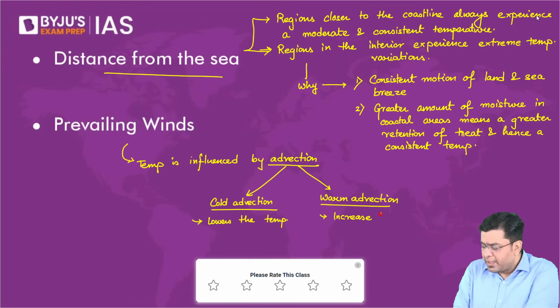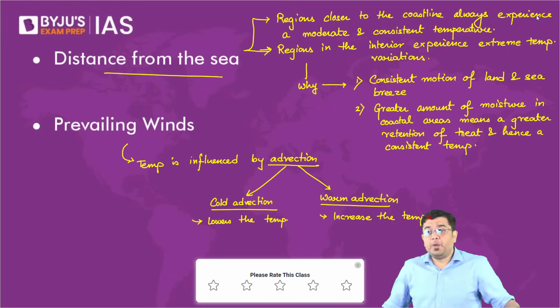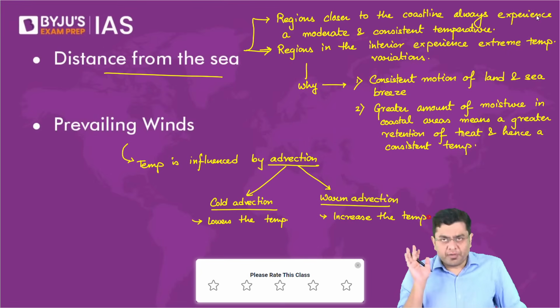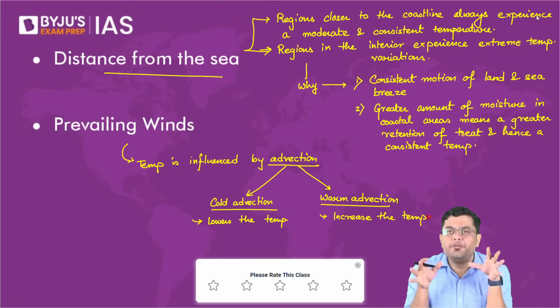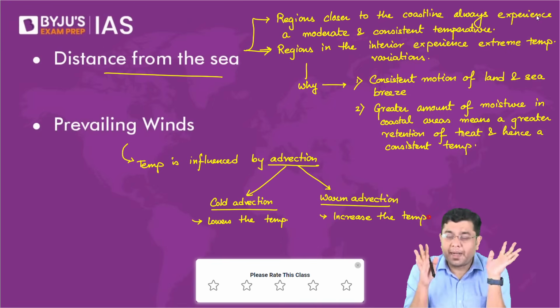Generally, when we talk about the prevailing winds, we talk about the permanent wind systems. For example, you have the trade winds, westerlies, polar easterlies, etc., that we have not yet covered till now. But this is to give you an idea that any kind of wind pattern can have the potential to influence the temperature of that region. Any kind of wind pattern.